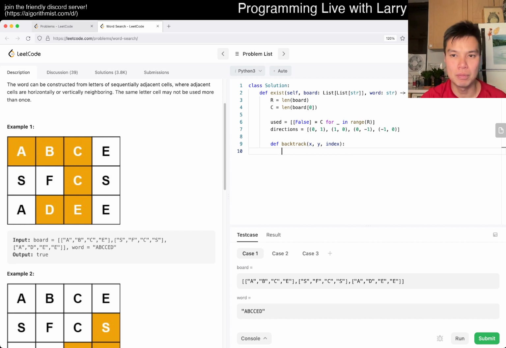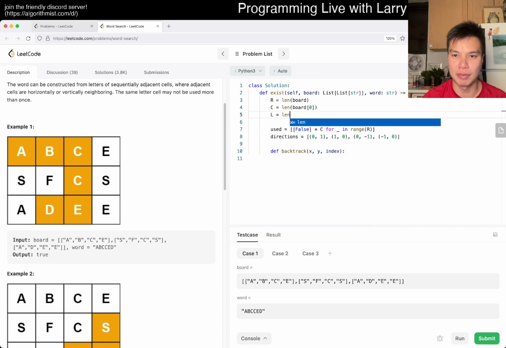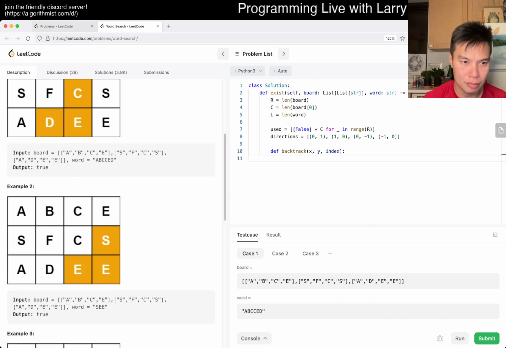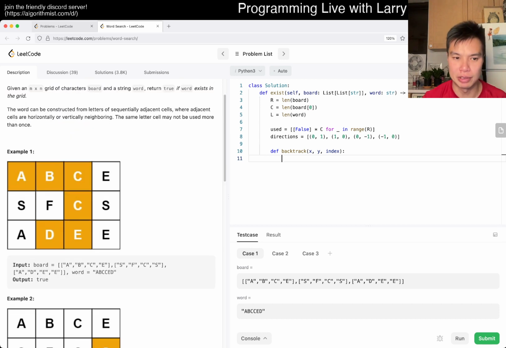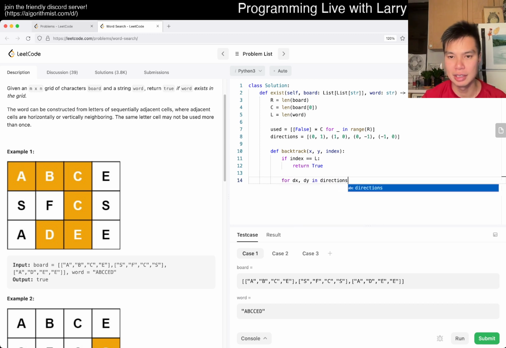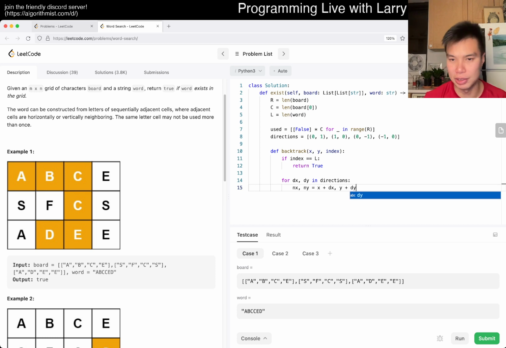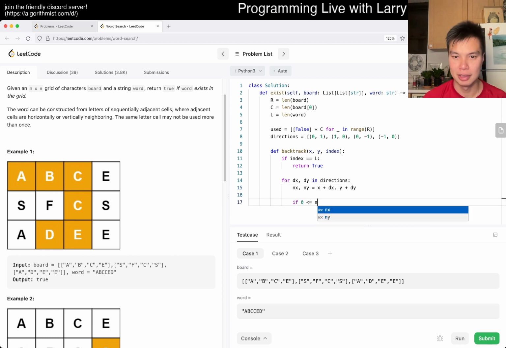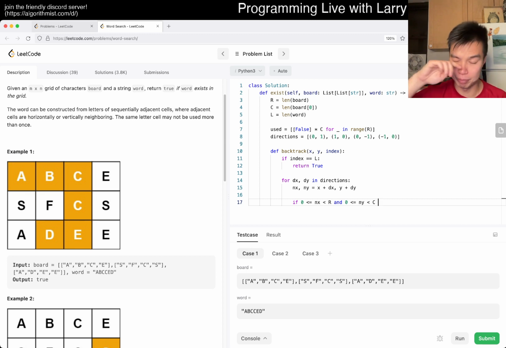Okay, let's just say L is equal to length of word. So it's just a binary thing. We don't have to return anything. So if index is equal to L, we return true, right? And then for dx, dy in directions, nx and ny is equal to x plus dx, y plus dy. And then, of course, we should make sure that they're within bounds. I write this pretty much all the same way now. That's partially muscle memory, and partially you've done something enough times that you know how you want to write it, and you think it's probably the most precise way to write it anyway.